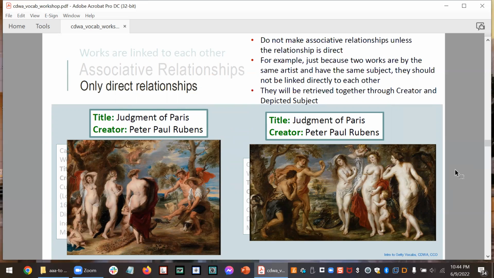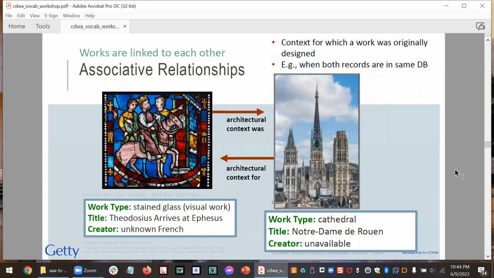Here we have an example, two paintings by Rubens, both the same subject, Judgment of Paris, but you should not link them directly, we would advise, because they will be retrieved together if the user wants to through the creator and depicted subject. They really don't have a direct relationship to each other. And if you start making links where there isn't a direct relationship, you can clutter your database with too many links and it will be less useful.